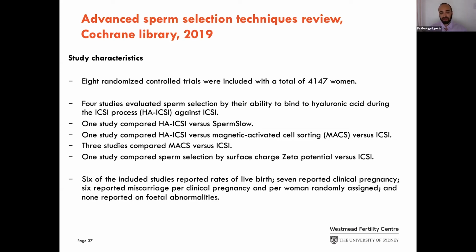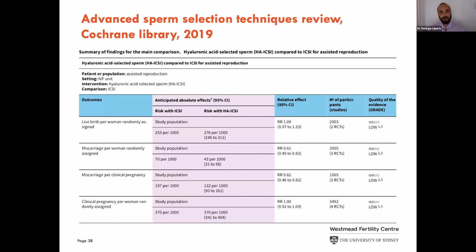6 of these studies reported on live birth, 7 reported clinical pregnancy, and 6 reported miscarriage per clinical pregnancy and per woman randomly assigned. However, none reported on fetal abnormalities, which is again the safety element that we need to take into account.